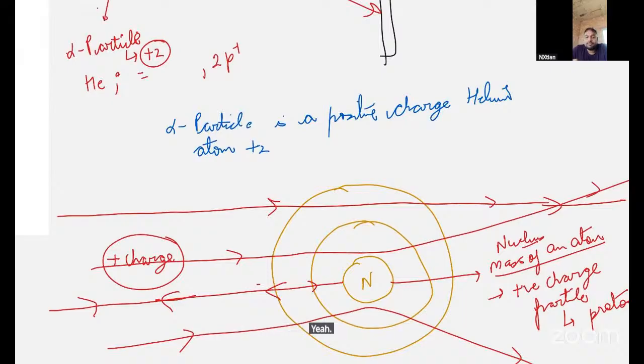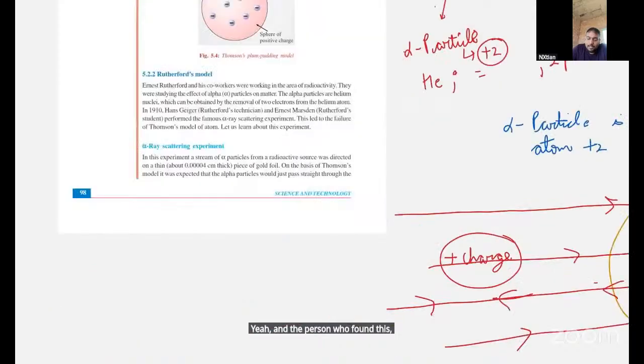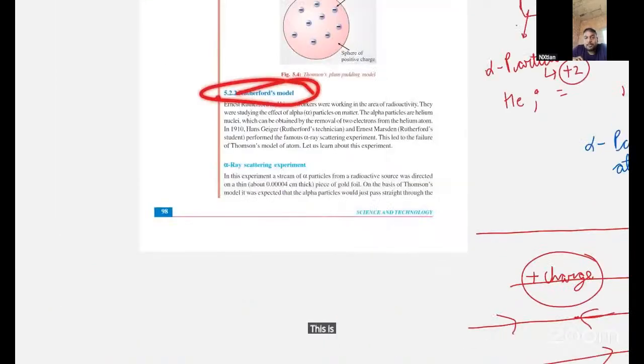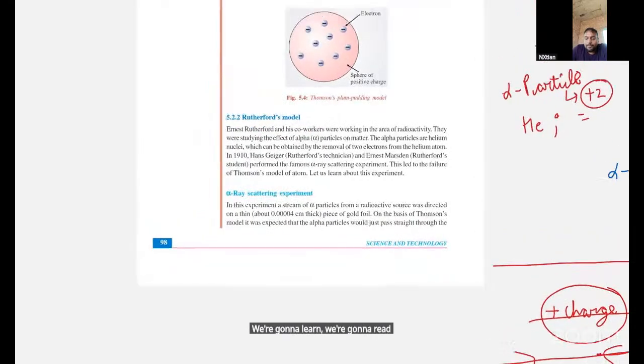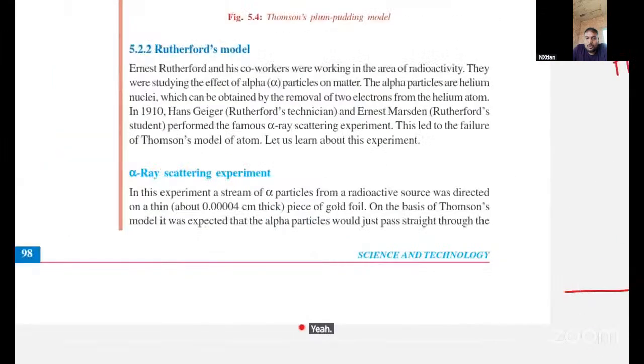The person who found this, we're going to learn, we're going to read this. Who will read? David will read. Yes, David, please read this.